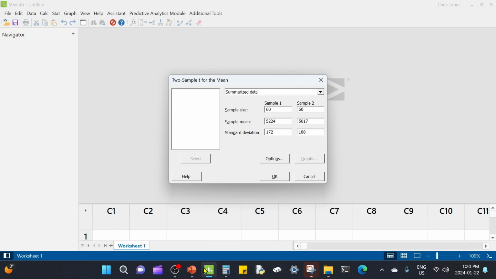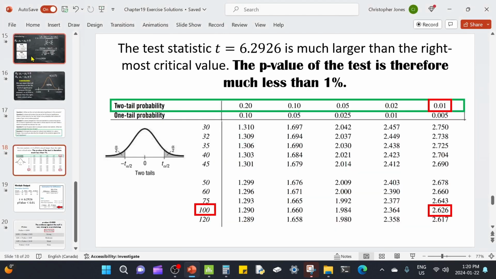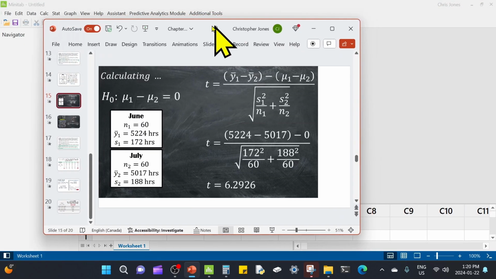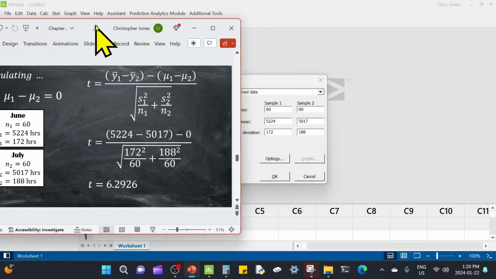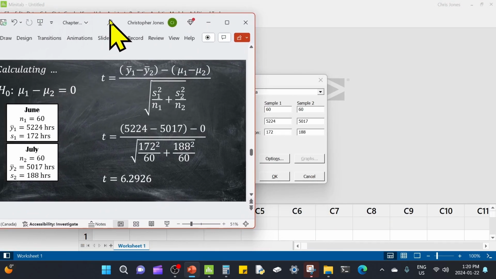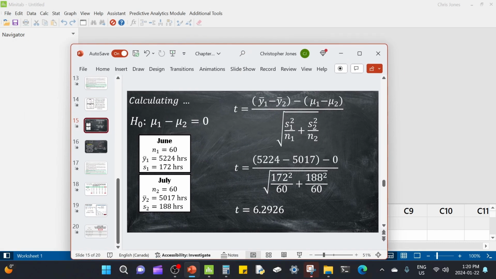Let's see. So I'm going to double check that just to make sure that I got that right. So it's 5,224 versus 5,017, 172 and 188. Yep, that looks fine. Okay.